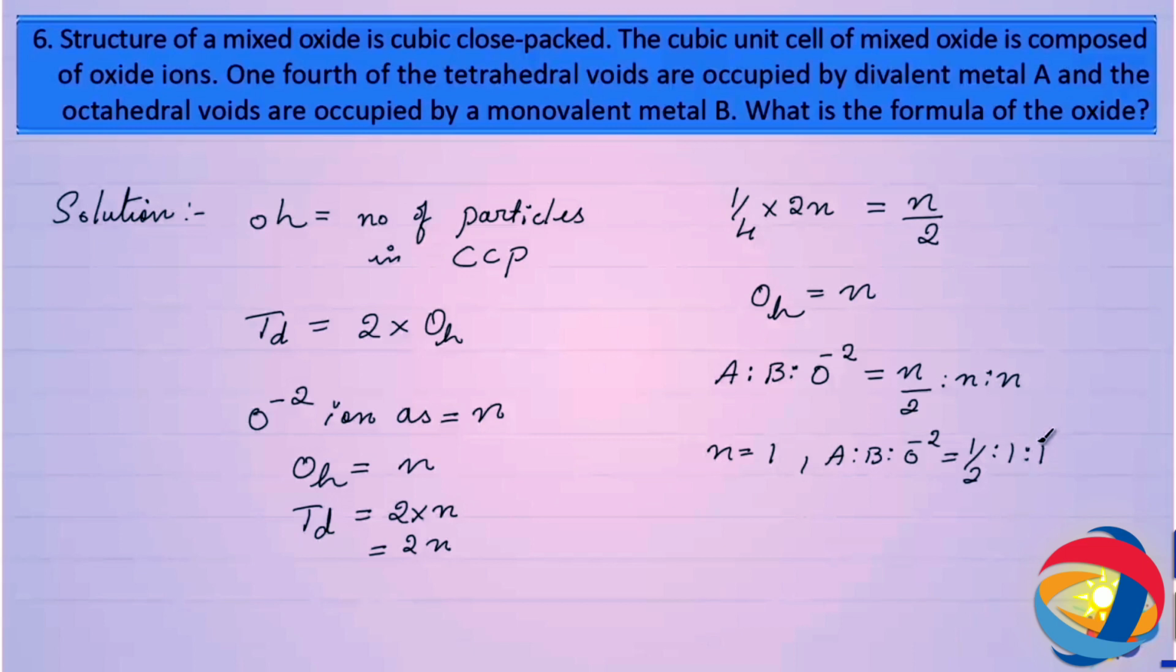On multiplying with the common factor of 2, the above ratio of atom becomes A is to B is to O minus 2, which is equal to 1 is to 2 is to 2. Therefore, the formula of a compound is A1 B2 O2 minus 2.